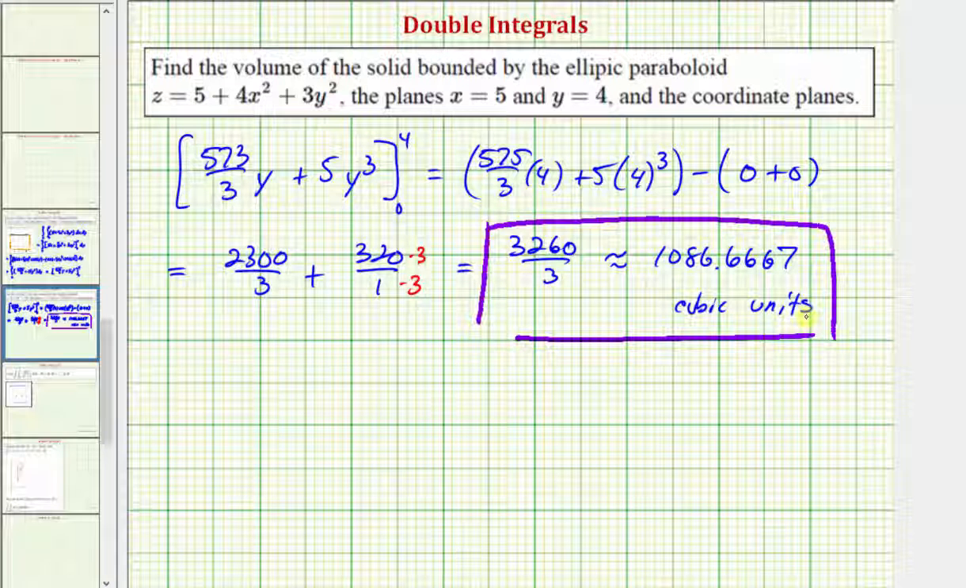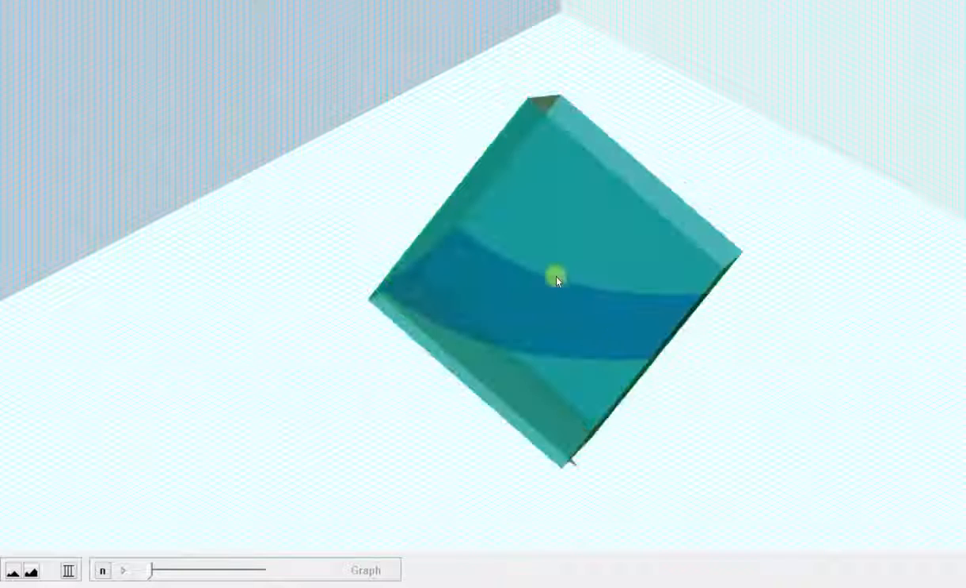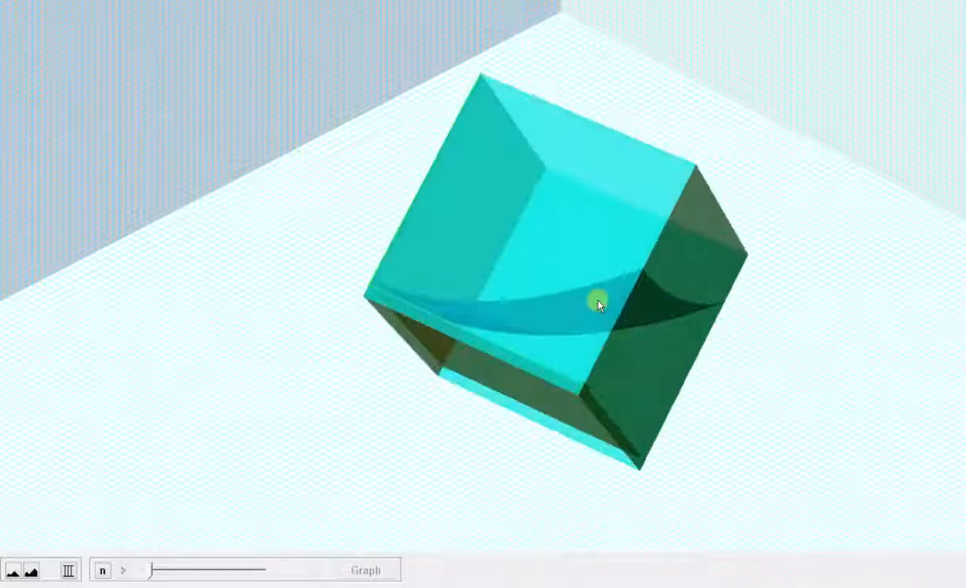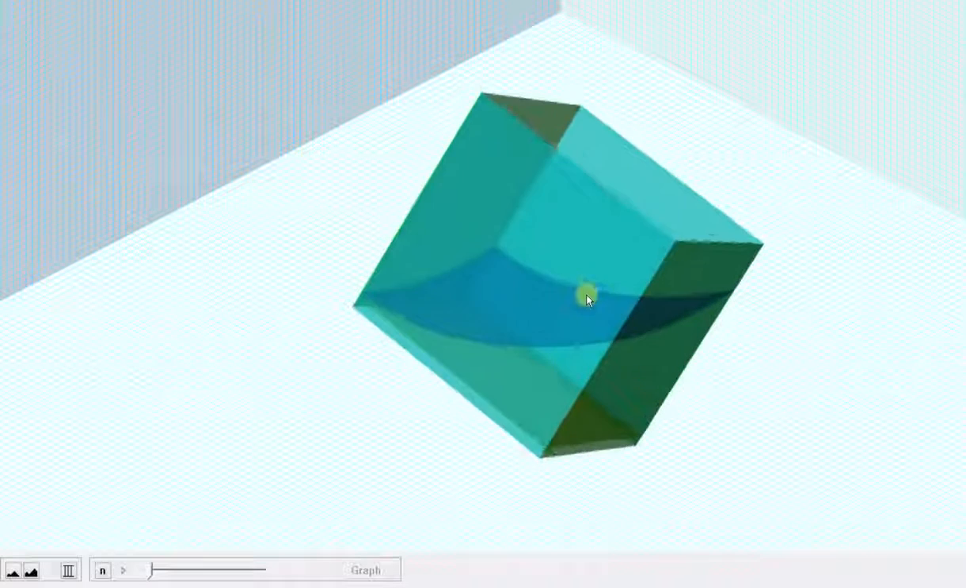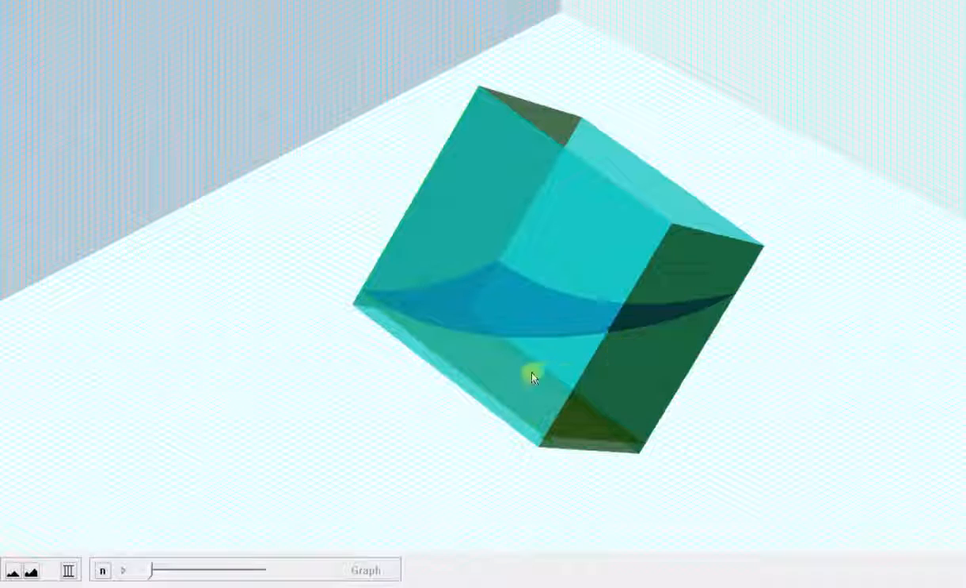So again, going back to our graph one last time, we just found the volume under this blue paraboloid over this region, bounded by the xy plane, which is this solid here.